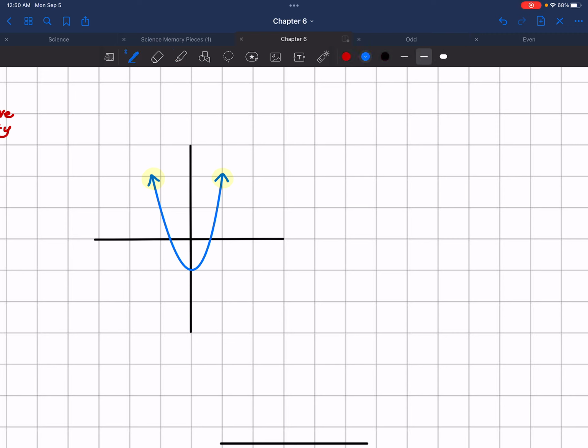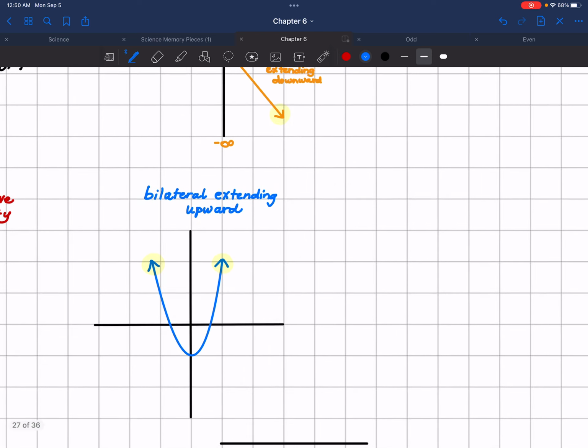This time we could say that it's bilateral, which means that it's both sides extending upward. In other words, it's pointing up on both sides. All right, let's try another one.